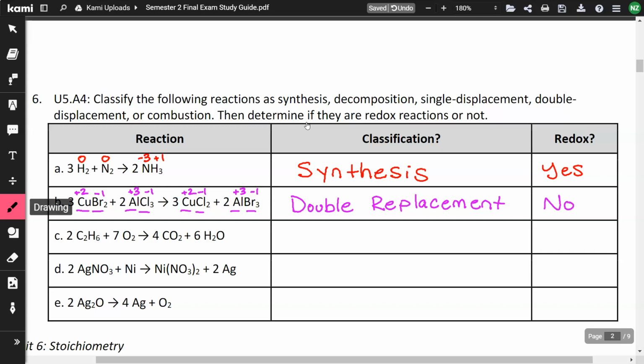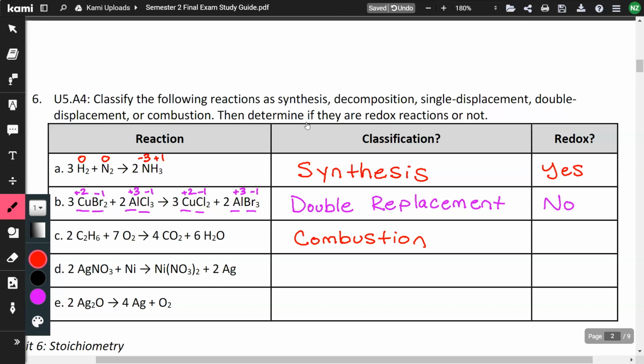Okay, next. Now this might look like maybe a single replacement or double replacement, but look here, we've got oxygen, we have carbon dioxide, and we have water. This is a combustion reaction. Okay, let's assign oxidation numbers. All right, carbon is... I said carbon, hydrogen is +1. So this would have to be -3. Oxygen, it's by itself, 0.